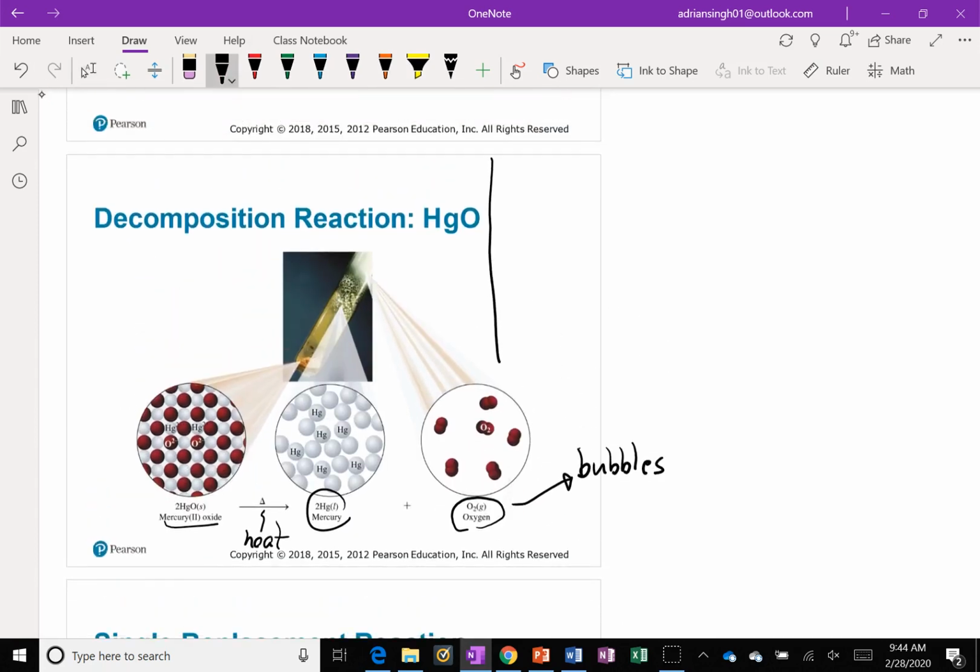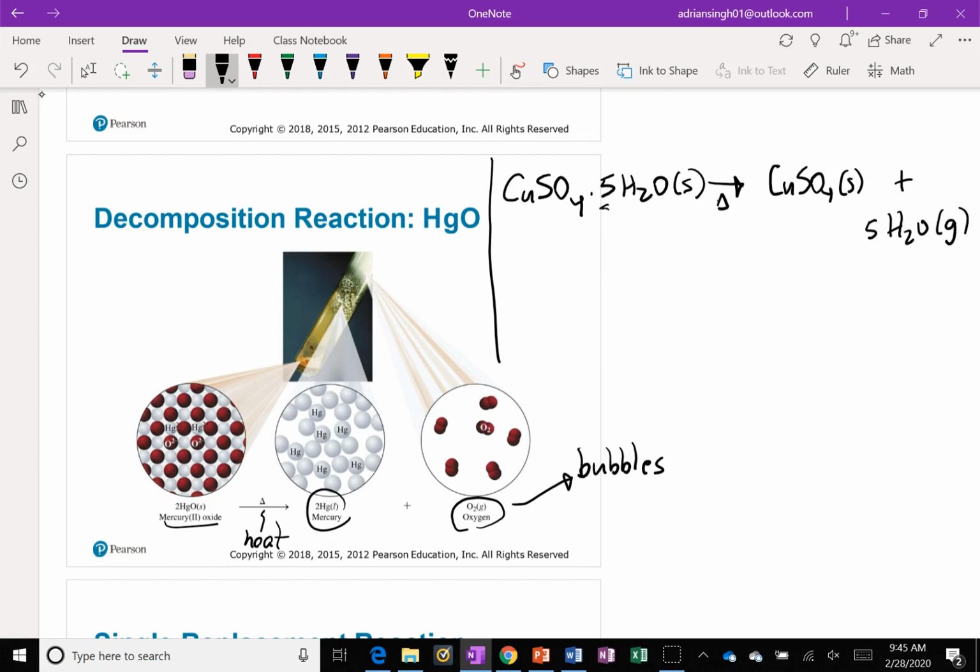Another example of a decomposition reaction that may look similar or familiar to you is if you have something like copper 2 sulfate, and that dot 5H2O means it's a special type of ionic compound, so that's called copper 2 sulfate pentahydrate. If we heat that, a little bit of heat, what actually happens is that breaks down into copper 2 sulfate, or solid, and then we also get our 5 water molecules that leave as a gas, right? That's a decomposition reaction, and you actually saw this in lab.